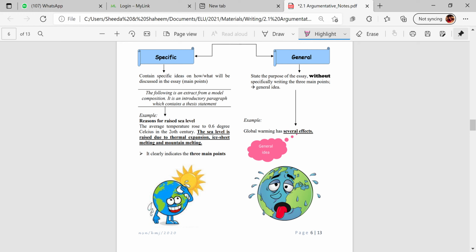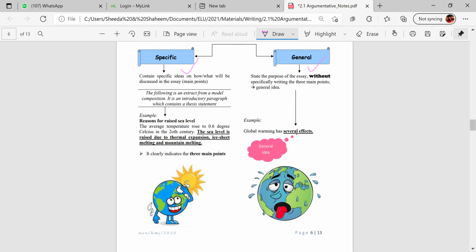Now, as mentioned, in order for you to write a thesis statement, you need to have your 3 points first. However, you can write either a specific thesis statement or a general thesis statement. Remember, what is a specific thesis statement? A specific thesis statement is where you clearly indicate in that one sentence your 3 main points which you are going to argue about, which you are going to discuss.